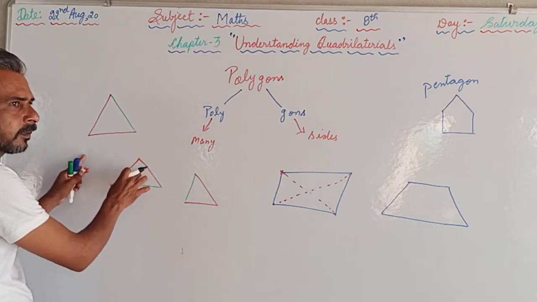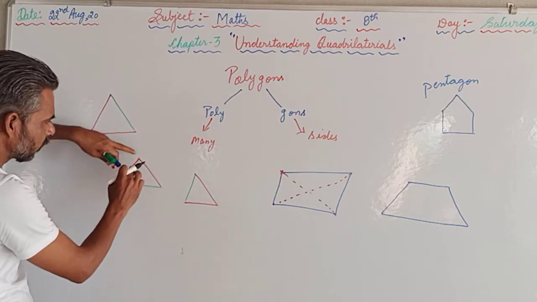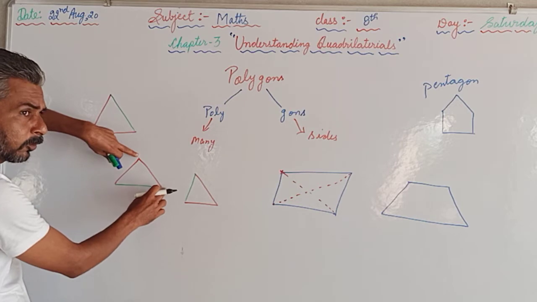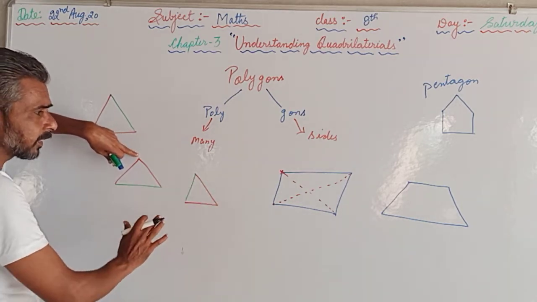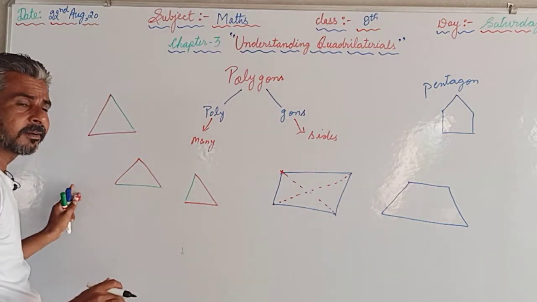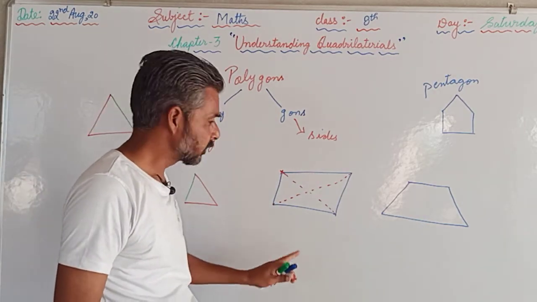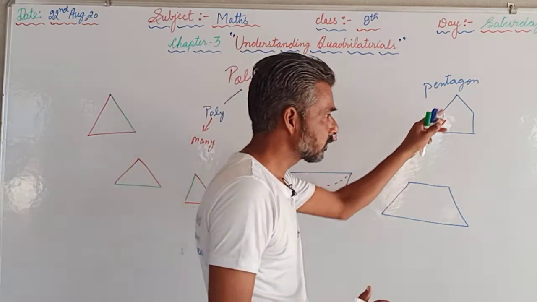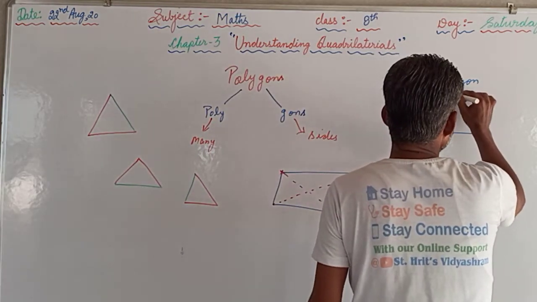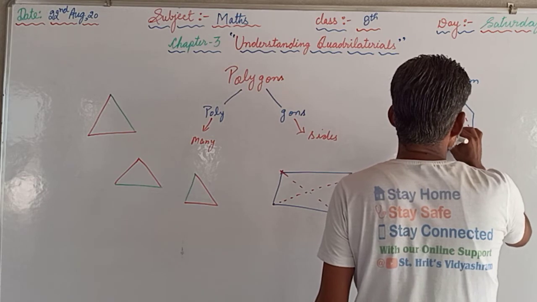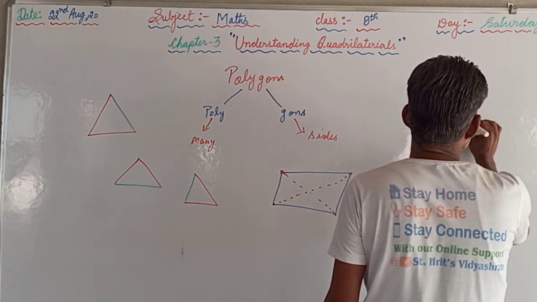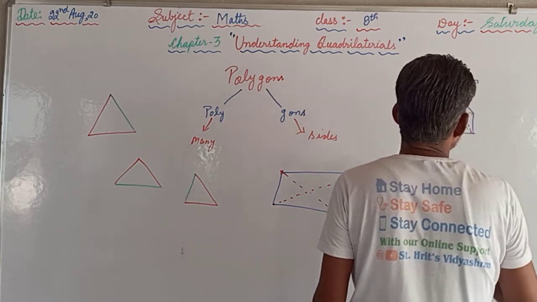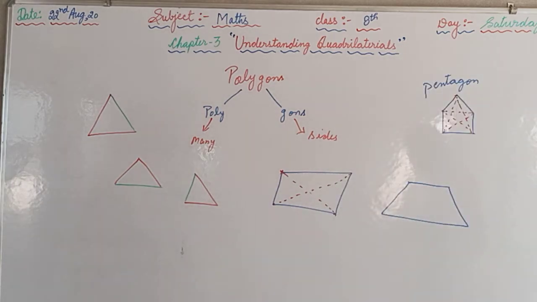In case of triangle, diagonal is not possible, because this is not a point, this is the adjacent, this is also the adjacent, we cannot draw the diagonals here. So the number of diagonals in the triangle is 0, number of diagonals in a quadrilateral is 2, number of diagonals in a pentagon, for a pentagon we can join like this, and then afterwards we can count how many diagonals are there.